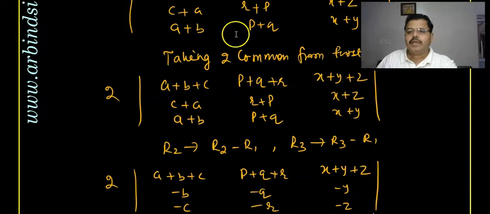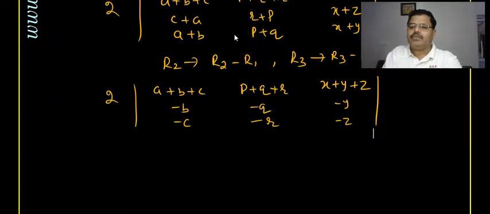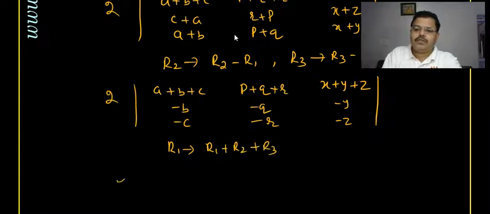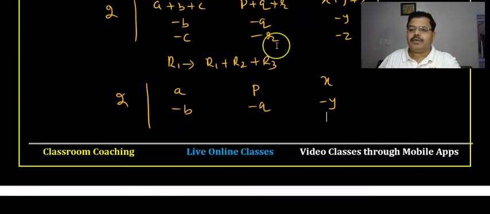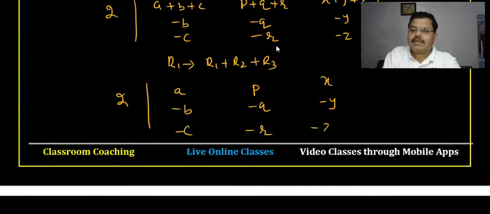Now, if we add these two in R1, R1 tends to R1 plus R2 plus R3 again. So what will happen? B and C will cancel out. That will be A, and here what will be left? B, and here X, that is minus B, minus Q, minus Y, and then moreover, there is a minus C, minus R, and minus Z.